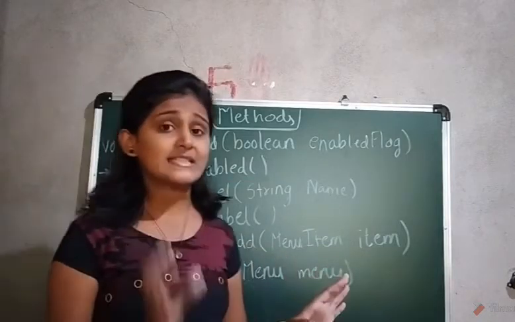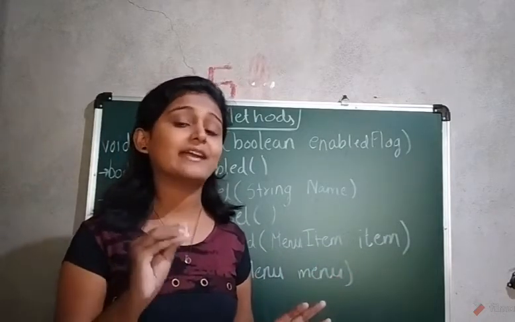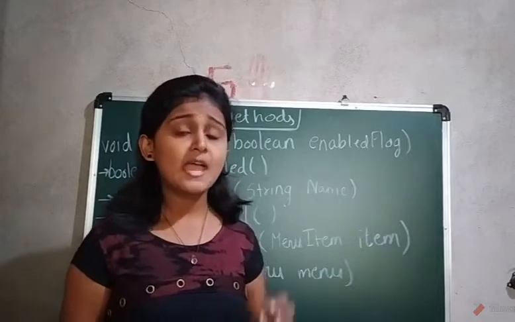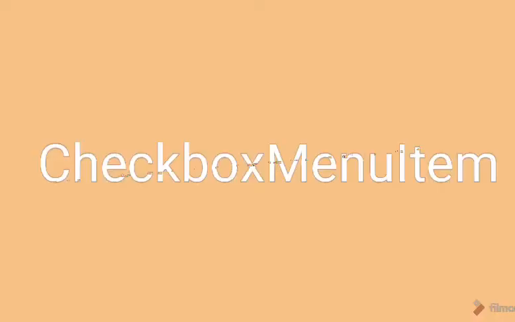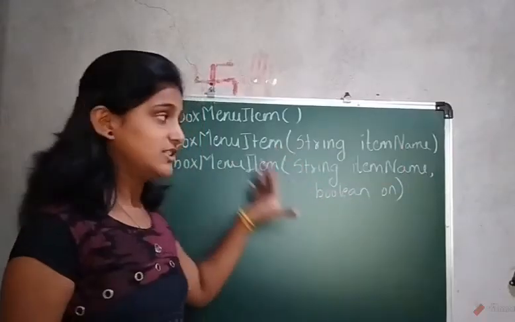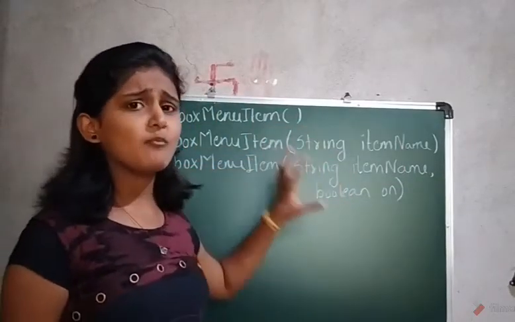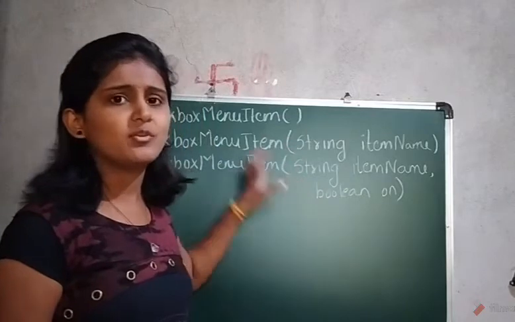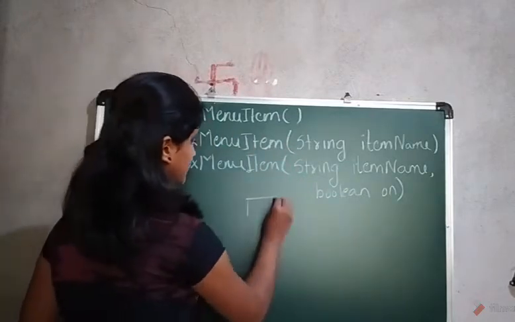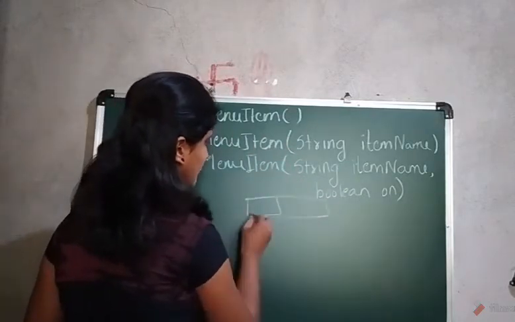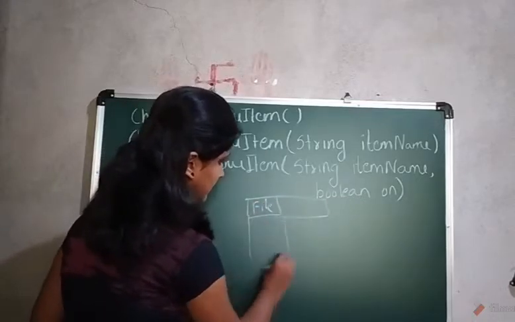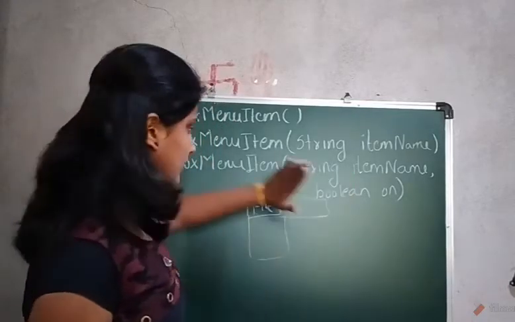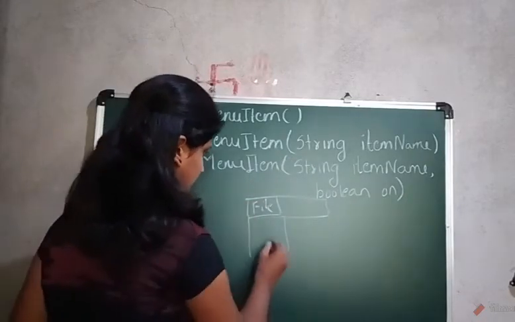The next one we will see is CheckboxMenuItem. What exactly is that CheckboxMenuItem, and how exactly are we going to use it? What purpose do we use this for? Many times, suppose this is your menu bar and here is a File menu, and there are many menu items under it.